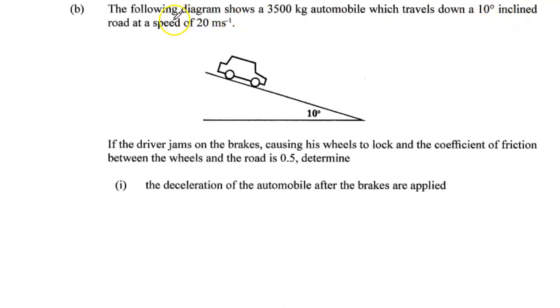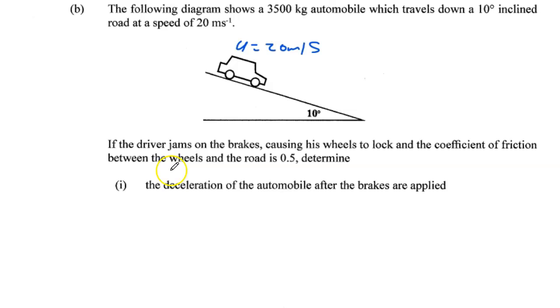And of course, part B, the following diagram shows a 3,500 kilogram automobile which travels down a 10 degrees inclined plane, inclined to the road at a speed of 20 meters per second. So our car driving down, initial speed U is 20 meters per second. If the driver jams on the brakes, causing his wheels to lock, and the coefficient of friction between the wheels and the road is 0.5, determine the deceleration of the automobile after the brakes are applied.